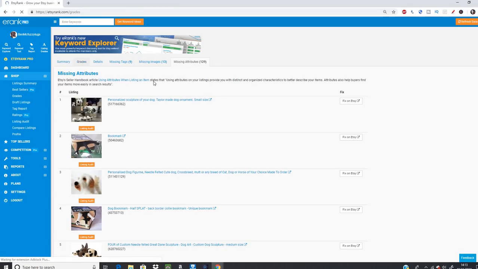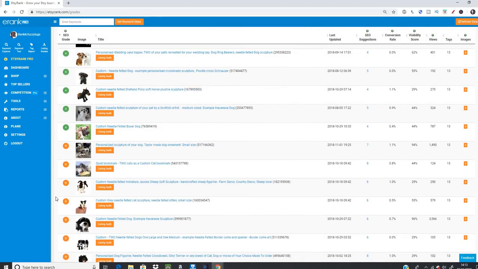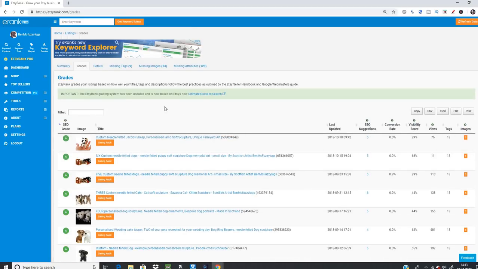But get back to the most important page, the grades tab. Most important because it's what we're talking about. So what have we got here? Your listings are ranked at the minute. They're ranked in order of goodness. The A grades are sitting at the top, all the way down B, C, D. And then we have just the image that your shoppers are going to see and your title. You can go to the individual listing, which we'll do shortly, by clicking on the listing audit.